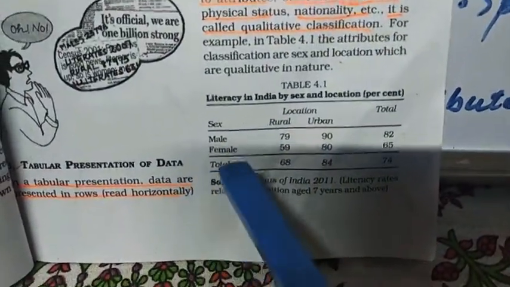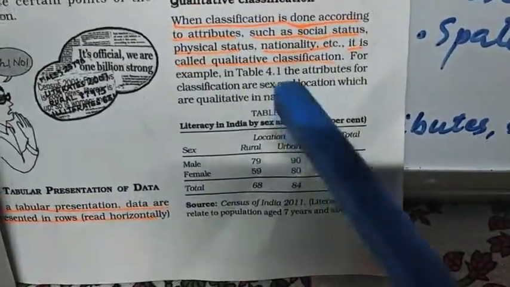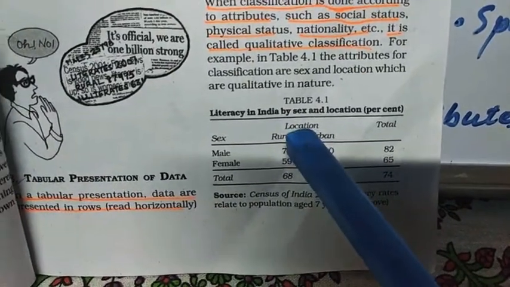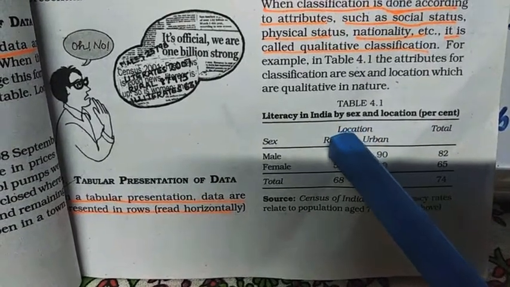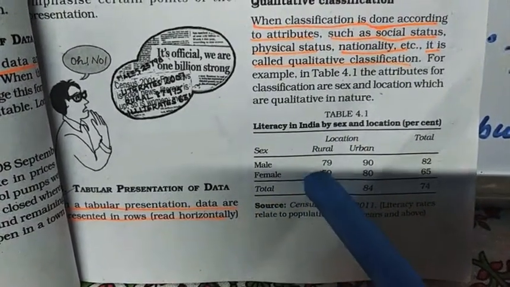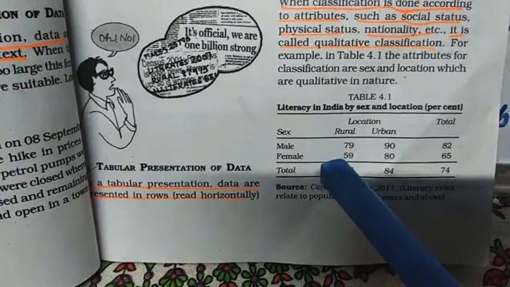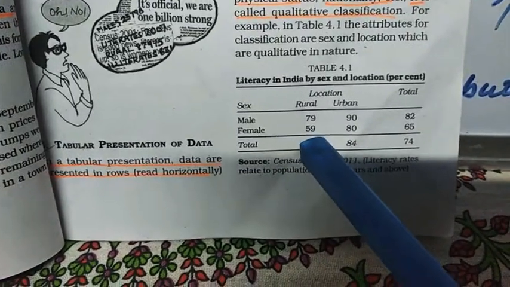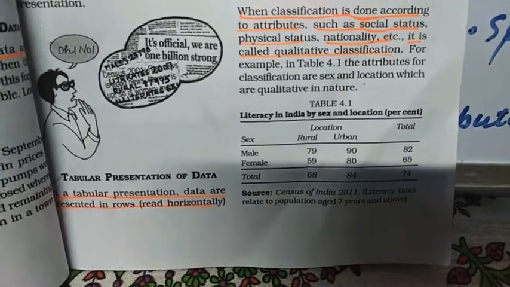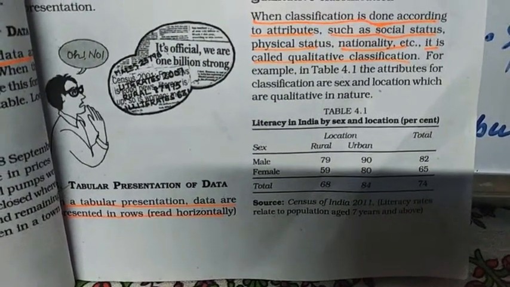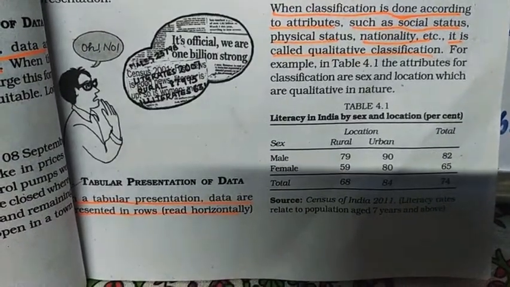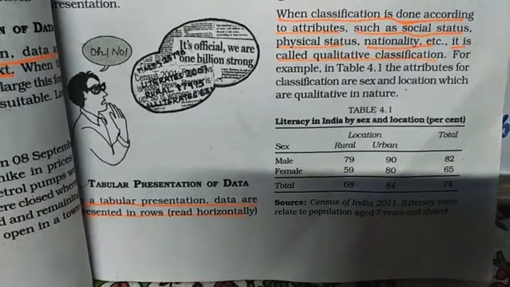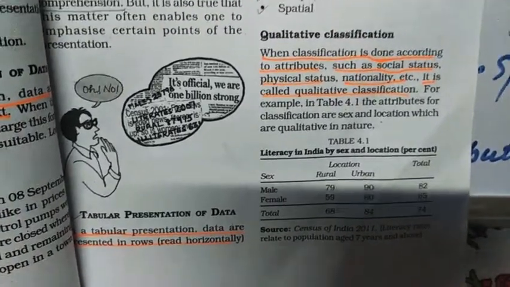Look at the example of table 4.1. Data are presented in a tabular form here. Information about literacy rates, sex, male and female, location, and all those are given in a tabular form. So this is an example of a tabular representation of data. The most important advantage of tabulation is that it organizes data for further statistical treatment and decision making, which is much easier to understand.